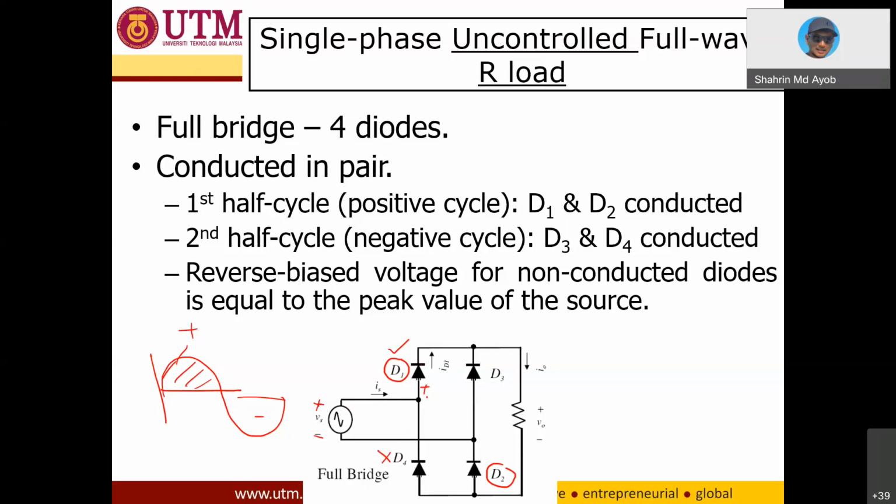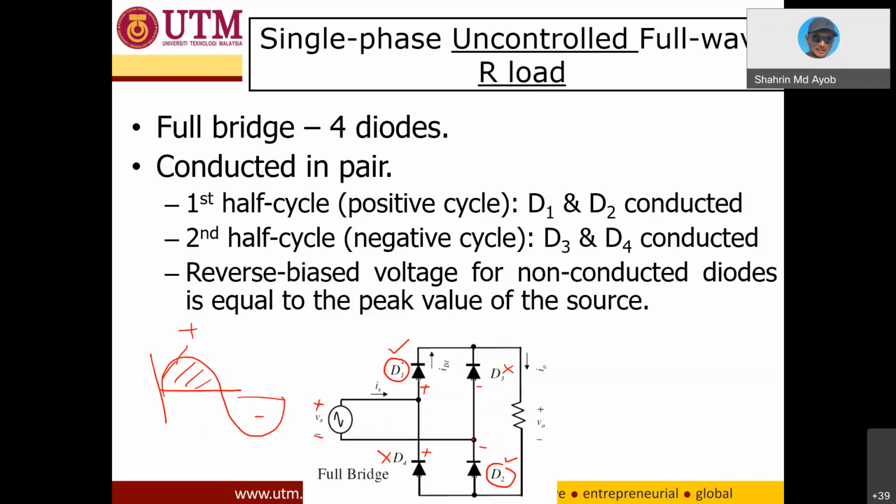Why? Because this point is positive, meaning that this one is also positive, so the cathode is more positive compared to the anode. So D4 is off. And why is D2 on? Because the cathode is connected to the negative terminal, meaning that the cathode is more negative compared to the anode. That's why D2 is on. And D3 here is off. Why? Because this node is connected to the anode of D3, and this one is negative, so D3 is off.